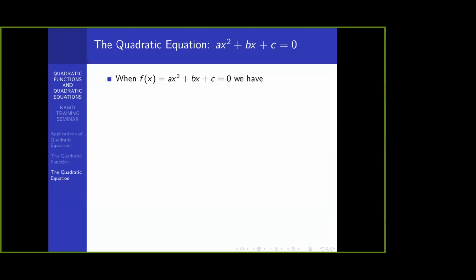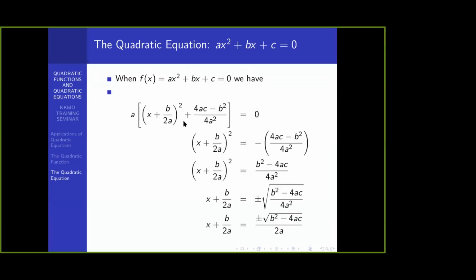Now we consider what happens to the function when we equate it to 0. In this case, this is what gives us the quadratic equation. When you equate this function to 0, we get the quadratic equation. So we use the formulation we had earlier. We can replace this term, ax² plus bx plus c, by this, because we showed that it can be written in this form. And we equate it to 0.